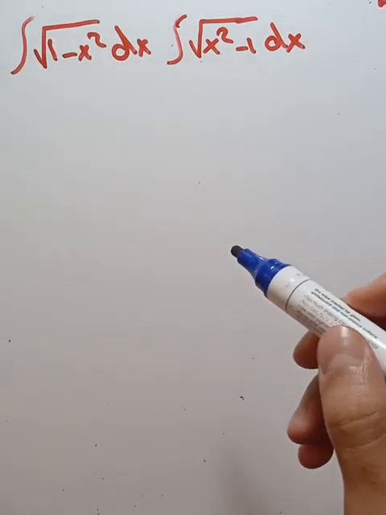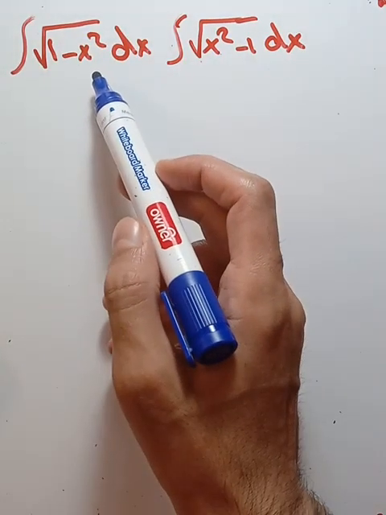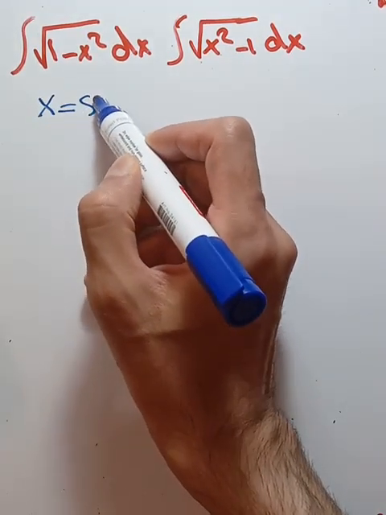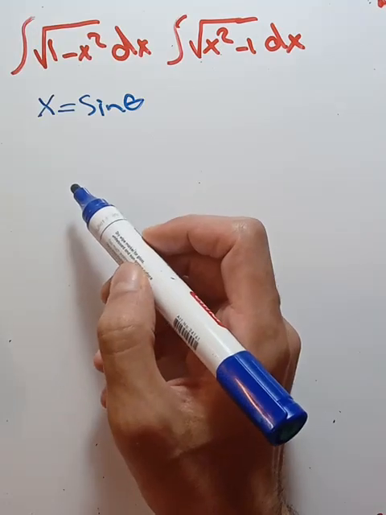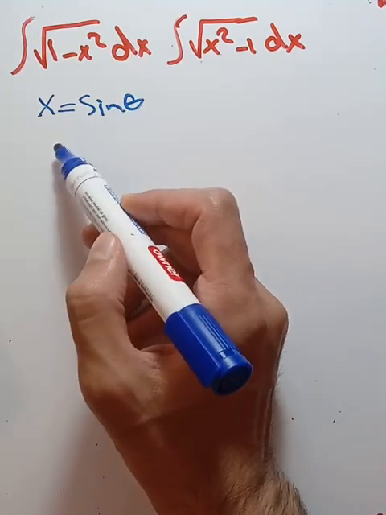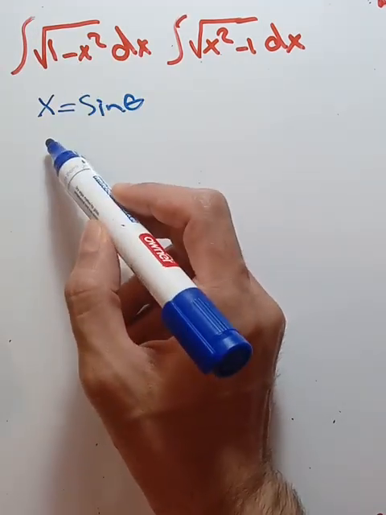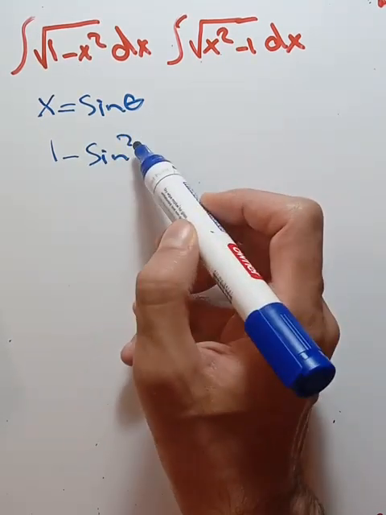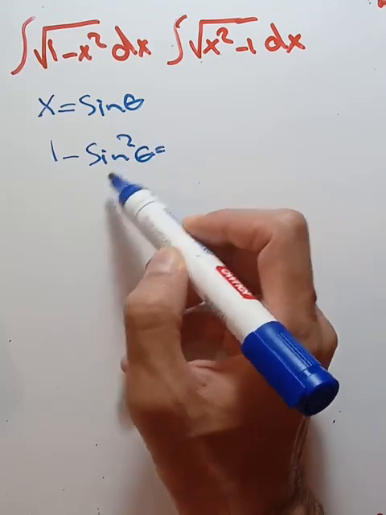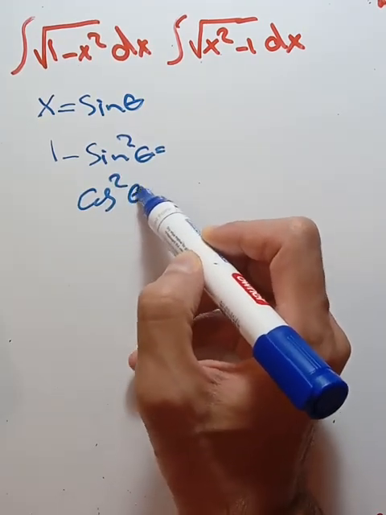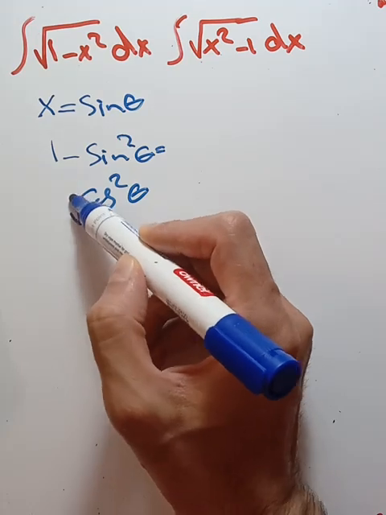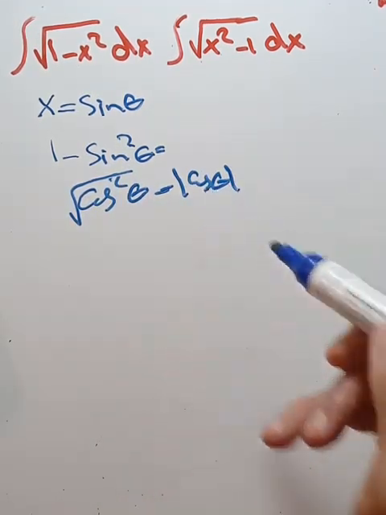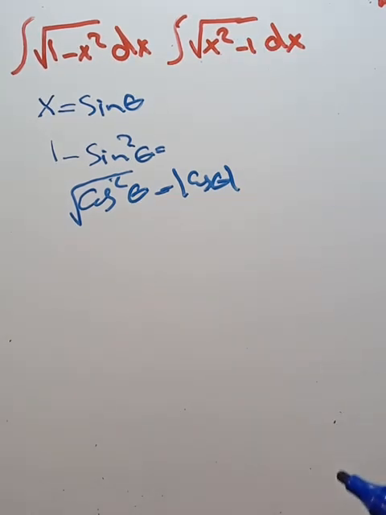Hi, in the previous video we evaluated this integral by taking x to be equal to sine theta. Then 1 minus x squared equals 1 minus sine squared theta, and it is equal to cosine squared theta. And this way we can get rid of the square root. Okay, but what about this one?